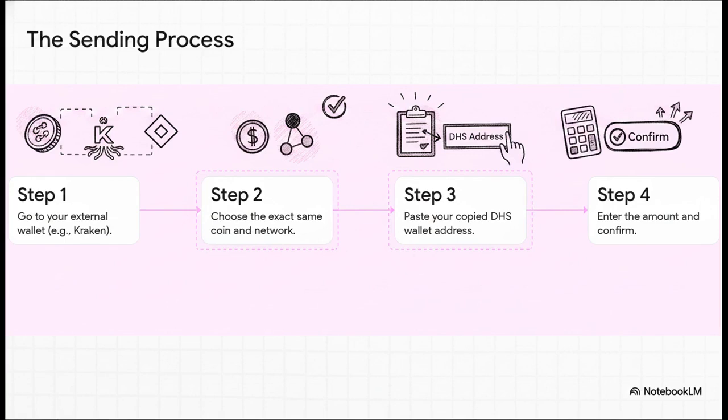And here it is, the moment of truth. You just need to mirror the choices you made in DHS. I'm going to say it again. Make absolutely sure the coin and the network you pick here perfectly match what you chose a minute ago. Then you just paste in that address you copied, type in the amount, and get ready to confirm.